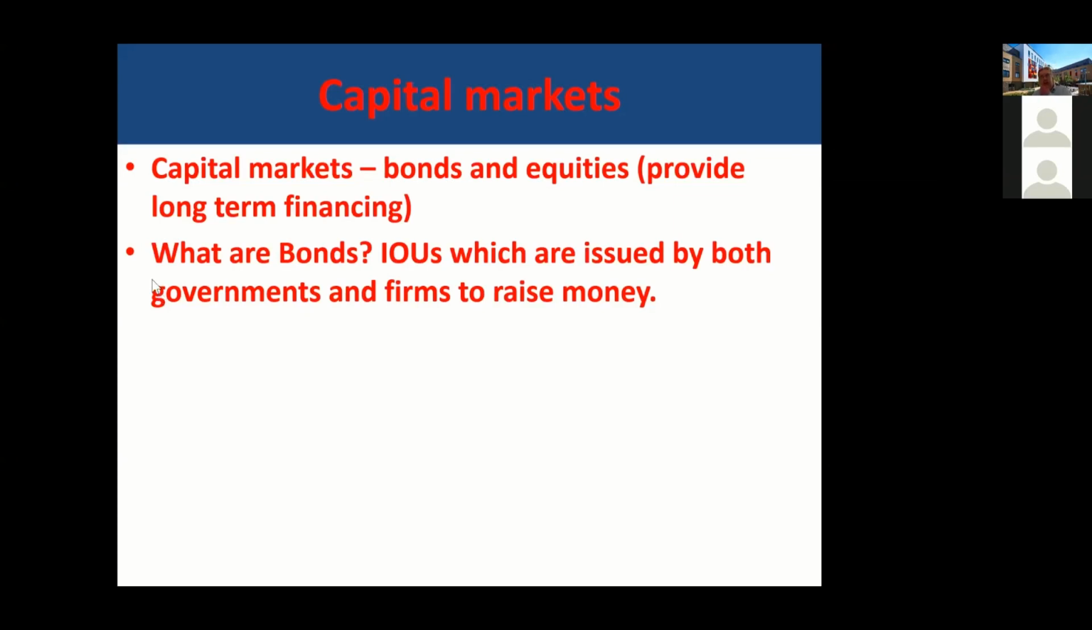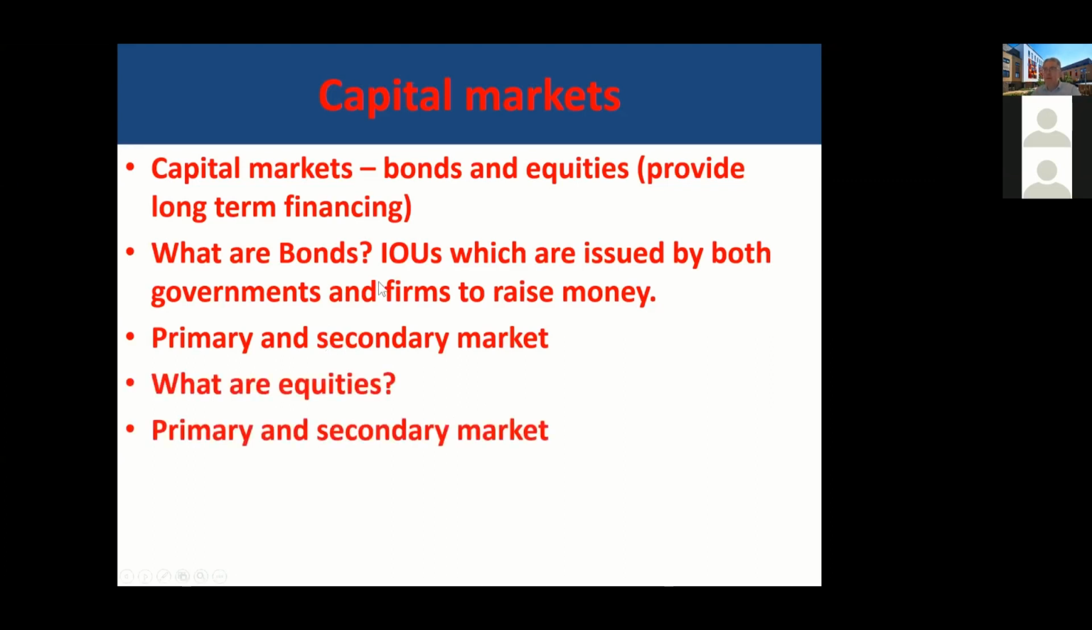So bonds are basically IOUs, pieces of paper, which obviously they're not pieces of paper these days, but they can be traded electronically, and both governments and firms can use them to raise money. So, they are traded both in the primary market and the secondary market. The primary market is just the market when the bonds are first sold. Thereafter, they can be bought and sold by anyone in the secondary market.